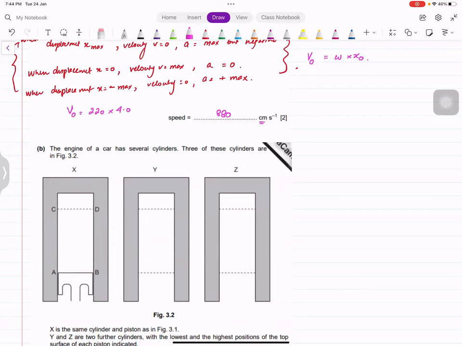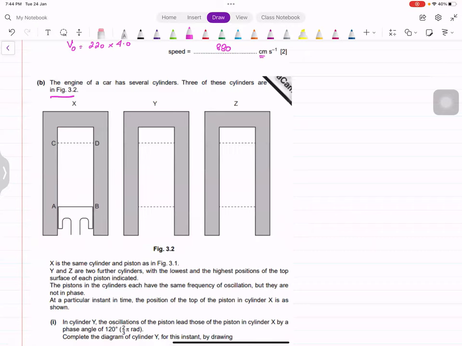Now, it says the engine of the car has several cylinders. 3 of these cylinders are shown in the figure like this. X is the same cylinder as the piston in figure 3.1 that we saw earlier. Y is 2 further cylinders with the lowest and highest positions. The pistons in the cylinders have the same frequency, but they are not in phase.